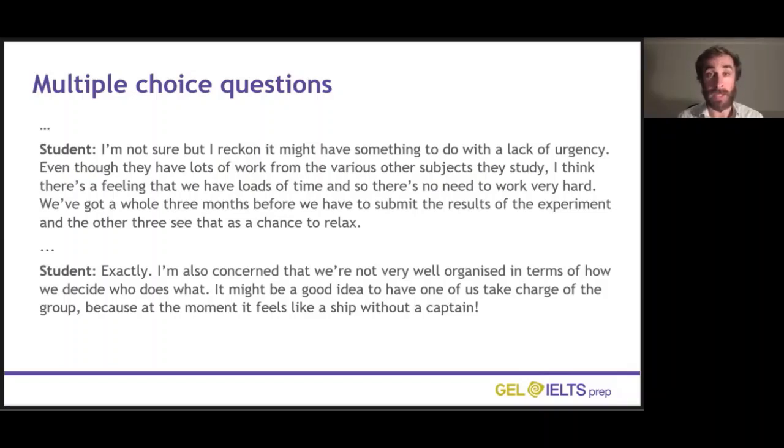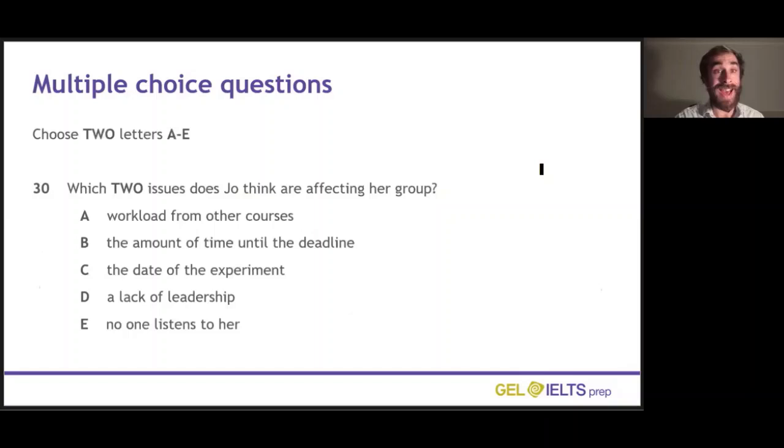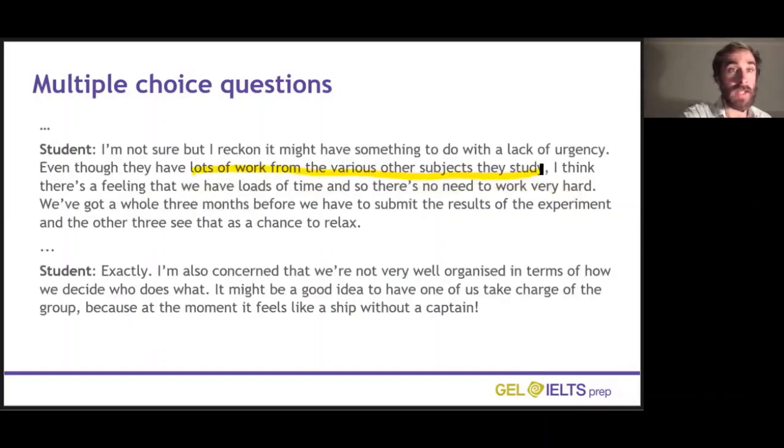Let's have a look at it and see if we can find some of those distractors and some of the answers. The first one I notice is lots of work from the various other subjects they study. This links to A, workload from other courses. But this starts with the concession even though, suggesting that the amount of work from other courses is actually not relevant. I think there's a feeling that we have loads of time and so there's no need to work very hard. We've got a whole 3 months before we have to submit the results.